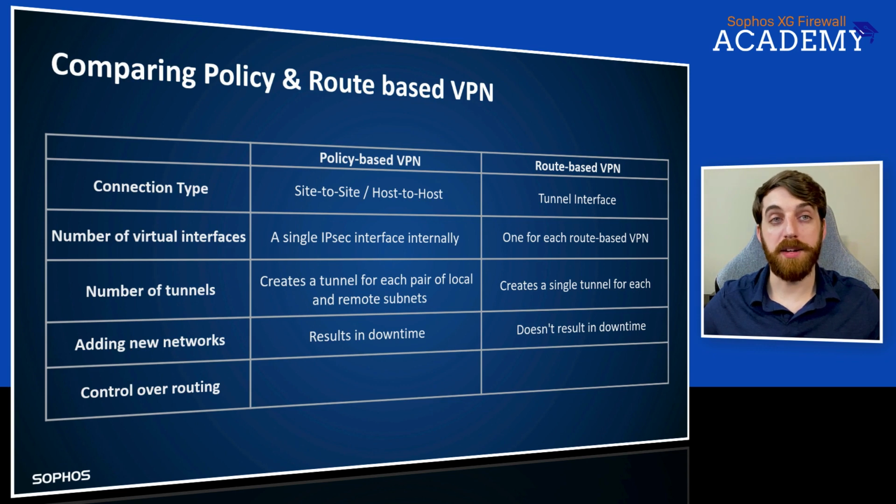Now, when it comes to adding new networks to the VPN, policy-based does require downtime. And I'm not saying minutes of downtime, I'm just saying a few seconds. Whenever you make a change to a policy-based VPN, one of the phases is going to go down because now it has to do a whole new renegotiation and reassignment of the security associations. Whereas with route-based, there is no downtime. All you have to do is just change your routes, and now you're good.